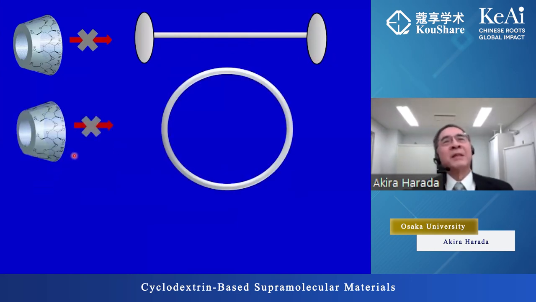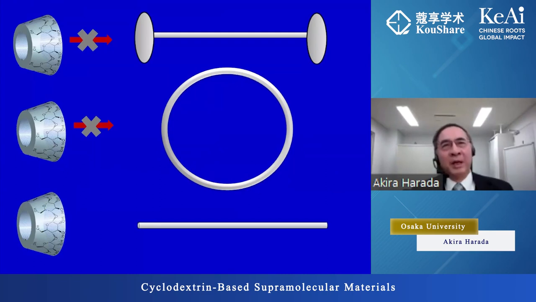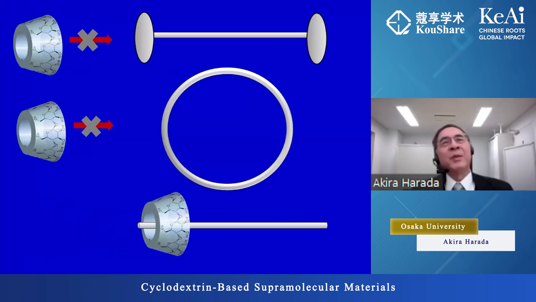And alpha cyclodextrin did not form complexes with the large polyethylene glycol ring polymer. But alpha cyclodextrin forms complexes with the polyethylene glycol polymer chain without bulky end groups right here, or a polymer chain with a bulky group at one end but without the bulky group at the other end. These results indicate that small end groups are required for the complex formation. Cyclodextrin threads from the polymer chain ends.